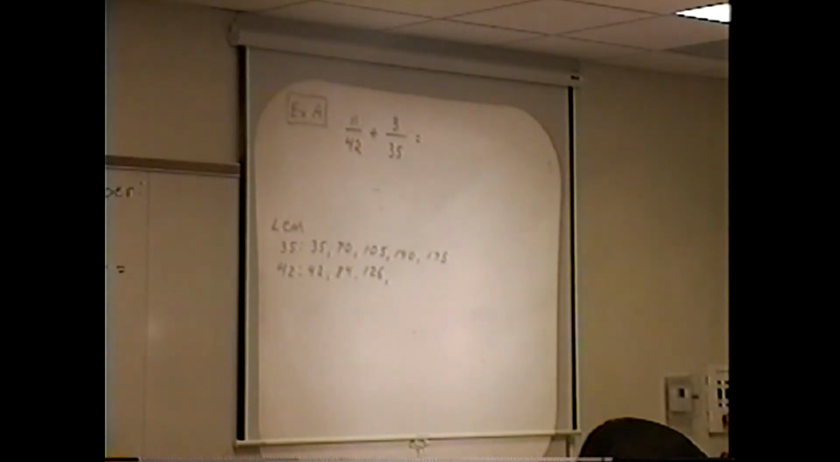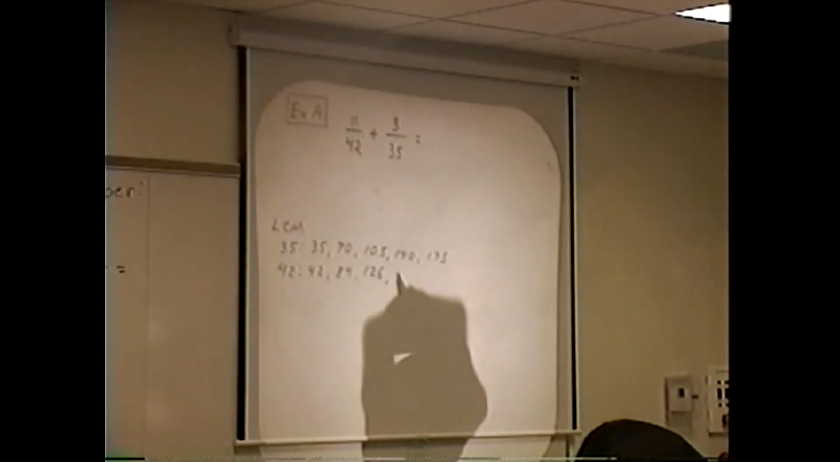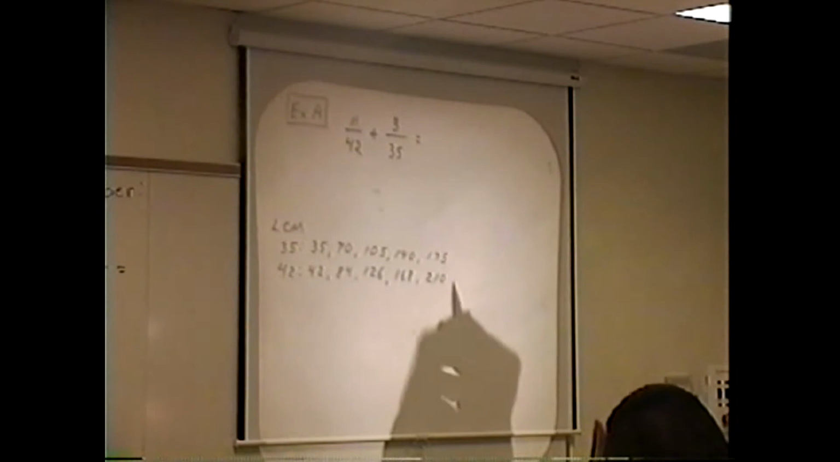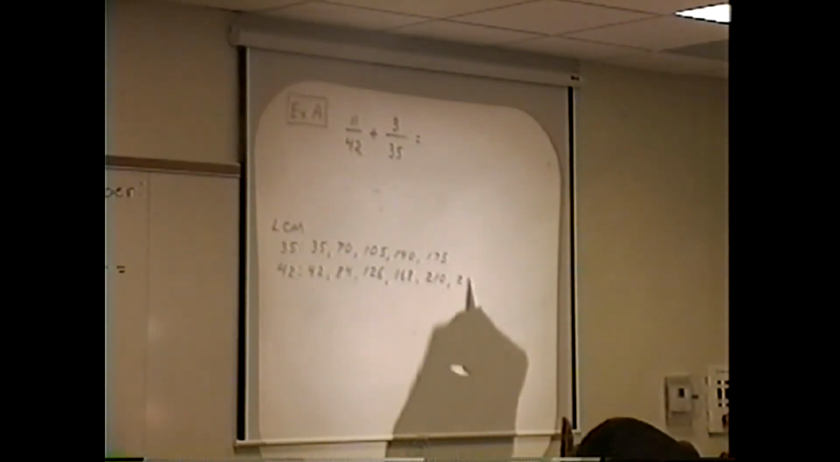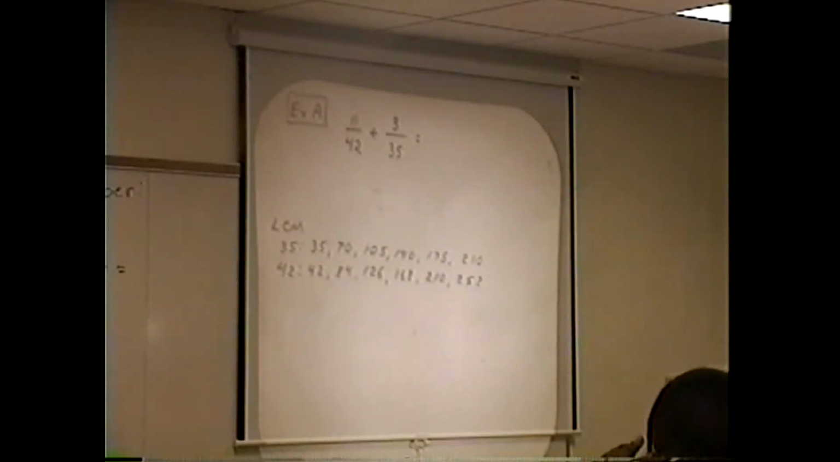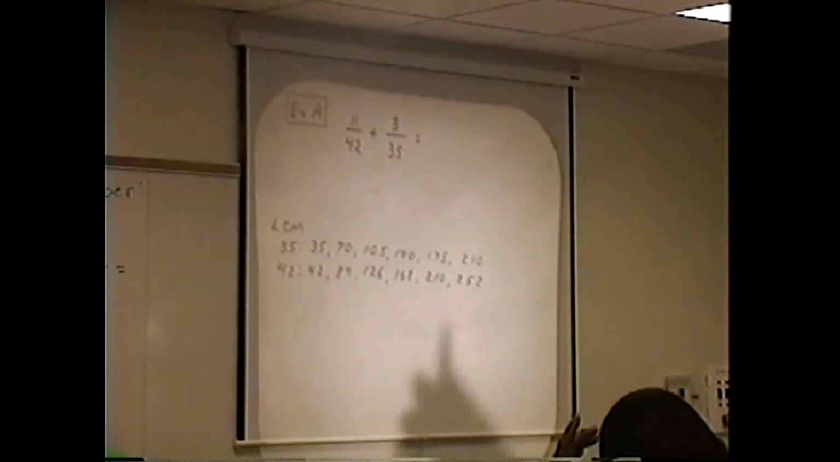Don't wait for me. Write them down until you find the least common multiple. Keep going. 42 more makes 168. And 42 more makes 210. And 42 more, 252. And 35 more, 210. Now I could keep going and find more common multiples, but I'm interested in the least common multiple.